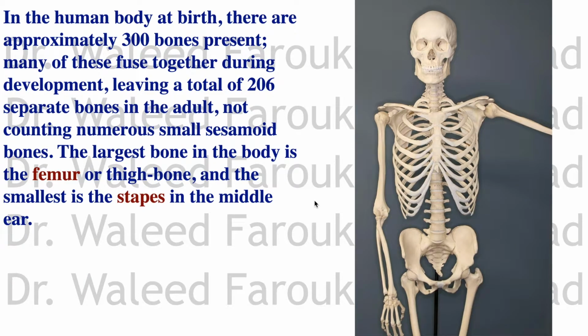In the human body, early in development, there are around 300 bones present, but many of them fuse together. So we end up with a total of 206 separate bones in the adult. The largest bone in the body is the femur, which is the thigh bone, as you can see here, and the smallest is the stapes inside the middle ear, part of the ear ossicles: the malleus, the incus, and the stapes. The stapes is the smallest bone in the body.